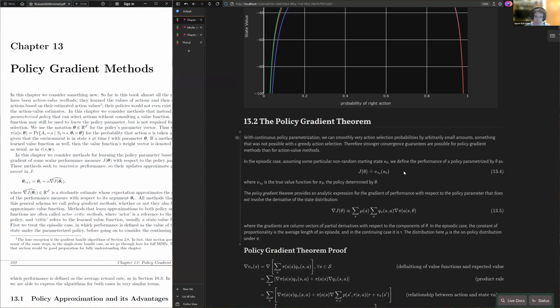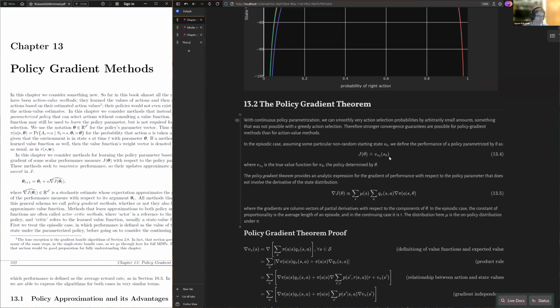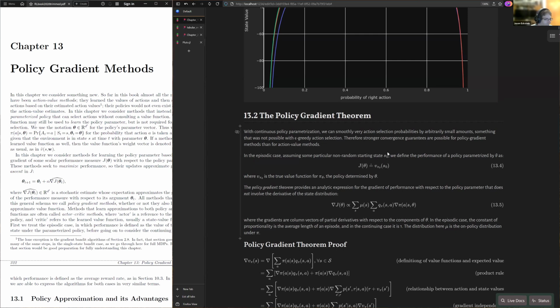And the performance metric we're going to use is the value at the starting state. This derivation is for an episodic problem where we always start in a particular state. But this also generalizes to a distribution of starting states and eventually to continuing problems. But for now, it's simpler to do this derivation just worrying about this one starting state.